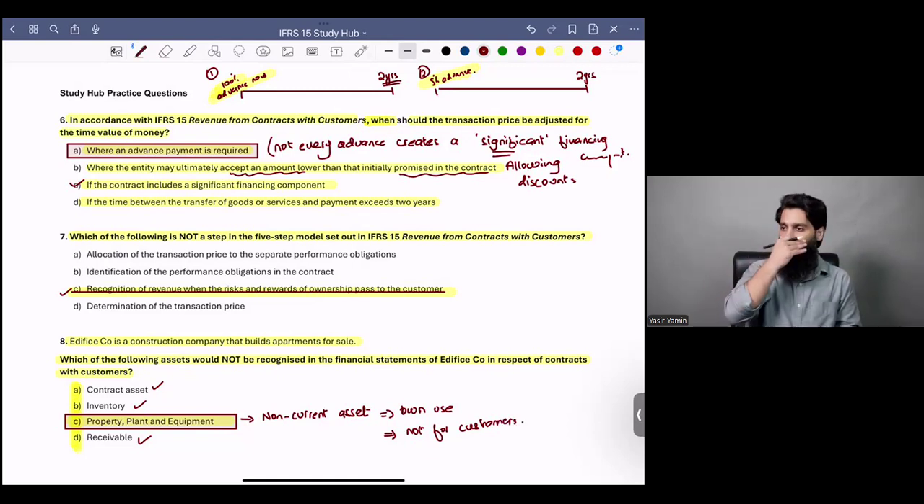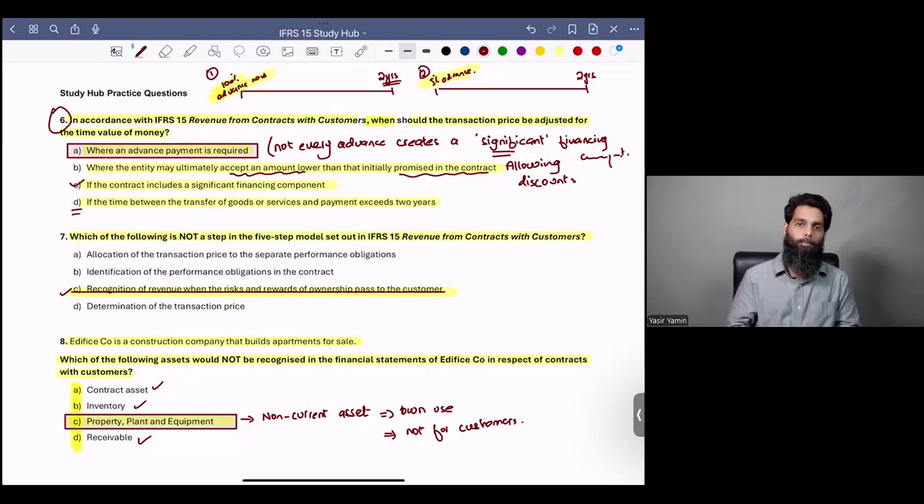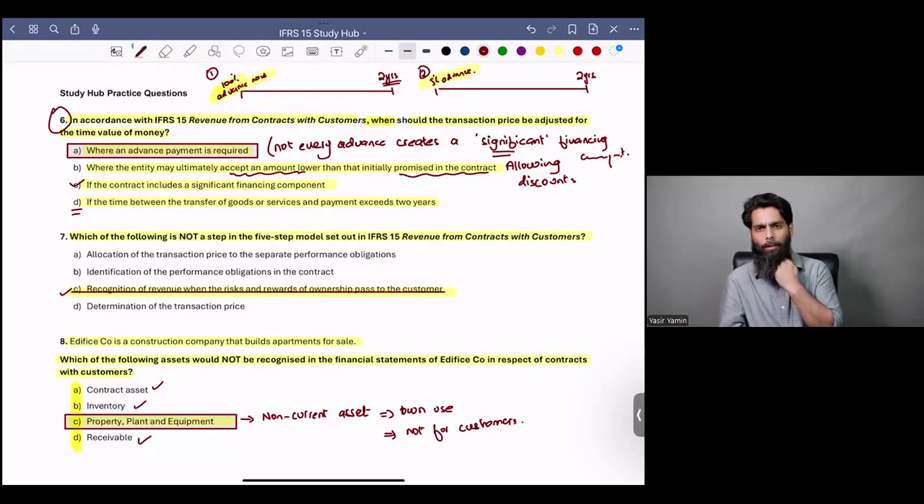Now there is one more question asked by a student. Sir, in question 6, D could also have been an answer. No. You know why D could not have been an answer? If anybody could tell me why D could not have been an answer.